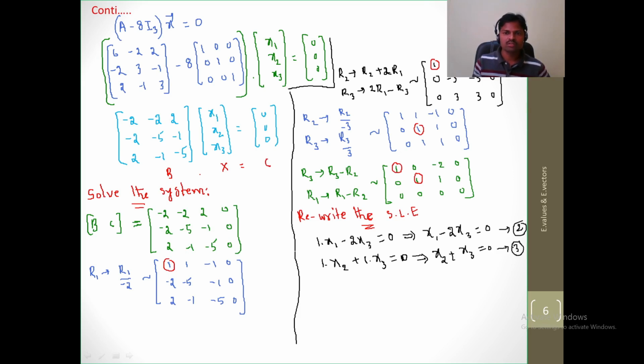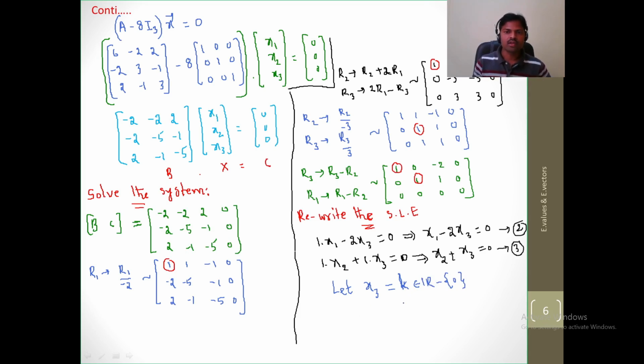Now we are about to find the solutions. In these two equations, which variable is common? Total 3 variables are present, x1, x2 and x3. In both equations x3 is common, so we take that common variable. Let x3 be equal to some k, where k belongs to the real numbers minus 0, a non-zero number. I will tell you why it is non-zero.